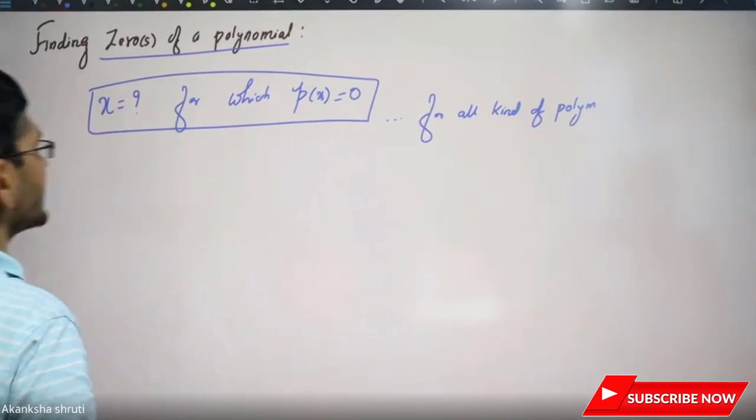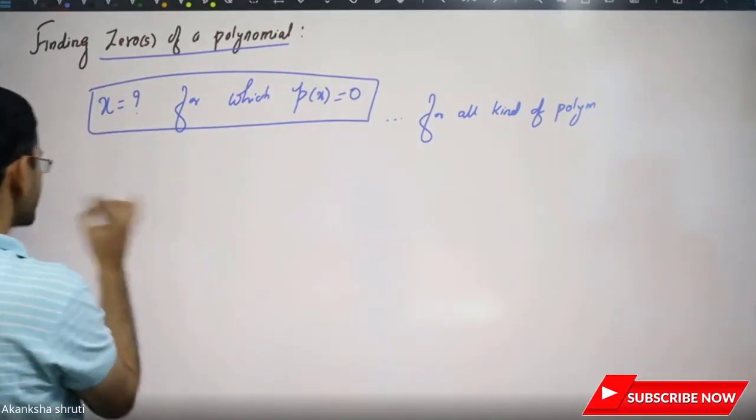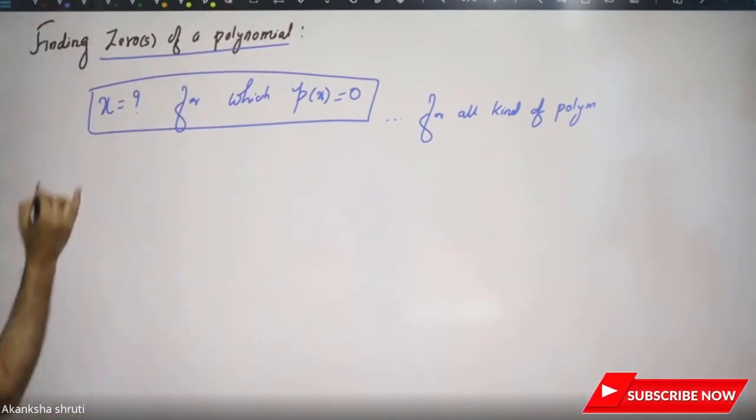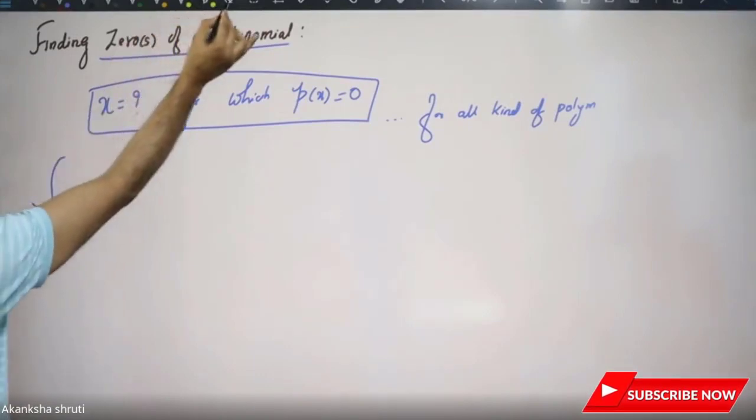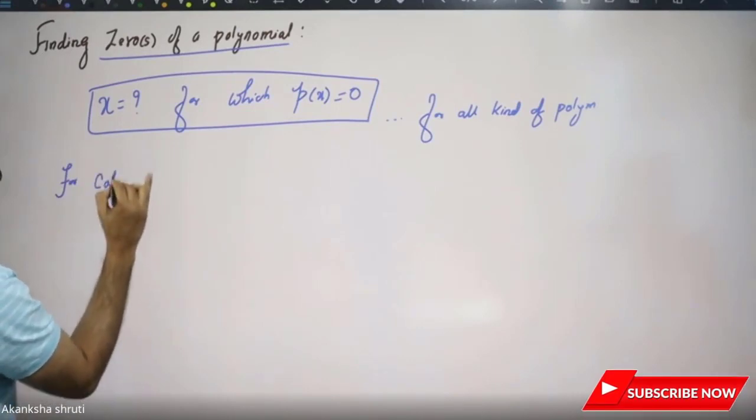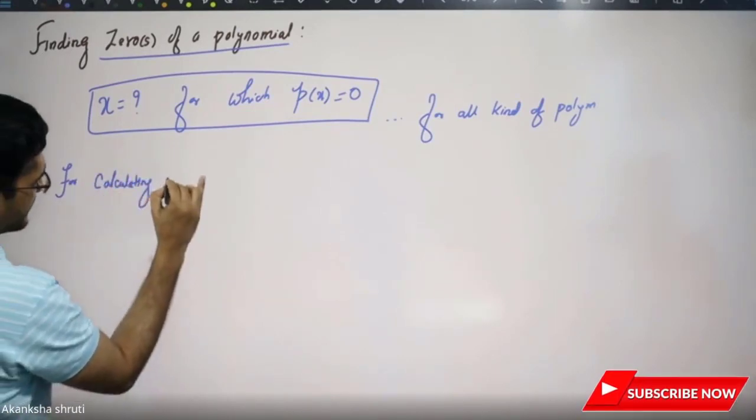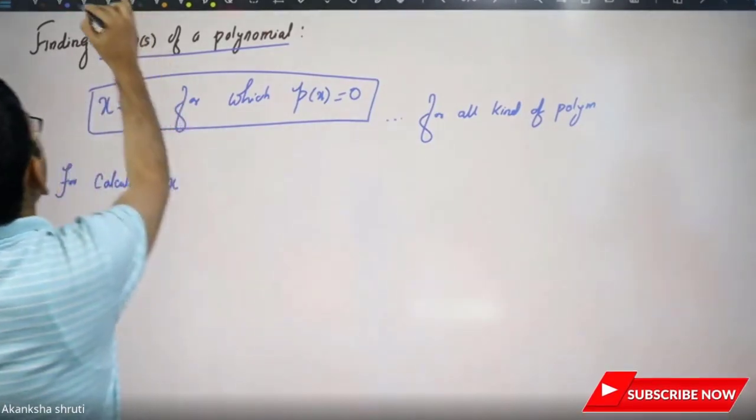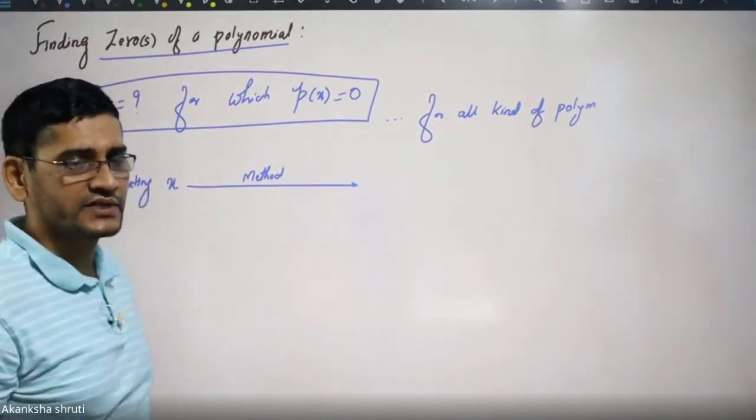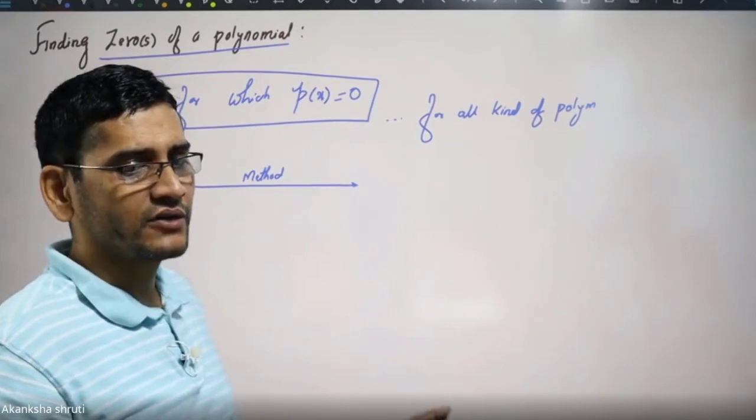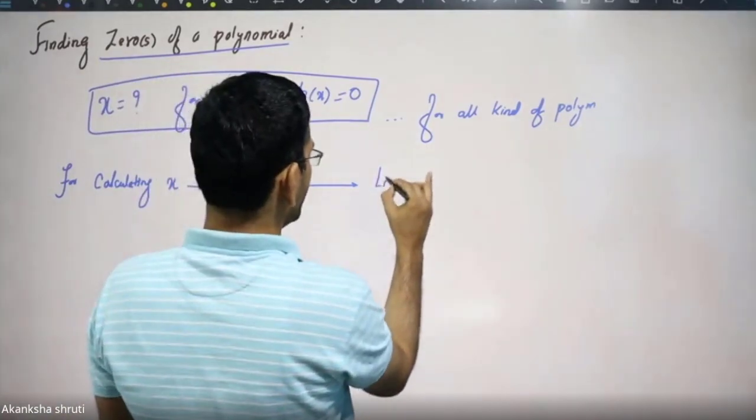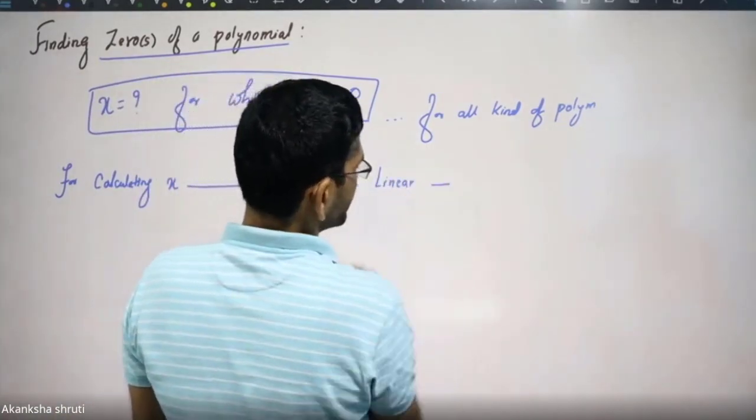Now how to find this x? For finding x, there are certain methods, and I am going to enumerate them. The method we follow for calculating x depends on the degree of the polynomial. If it is linear, just keep the variable on the left hand side and send all the constants to the right hand side. That is the only way.